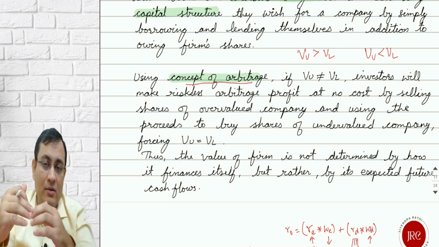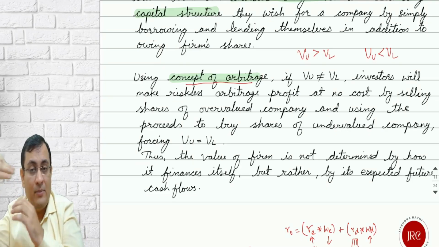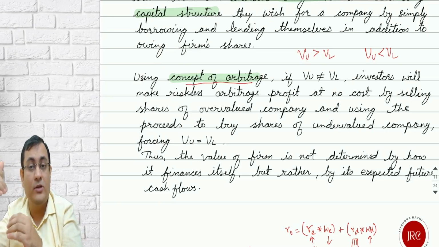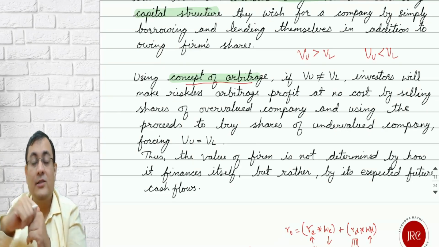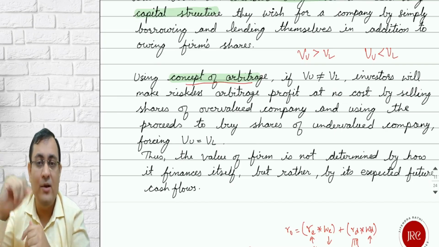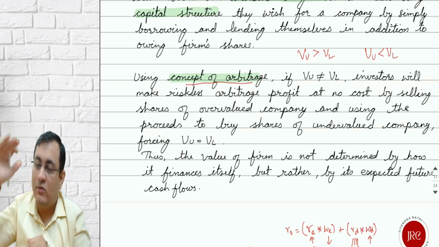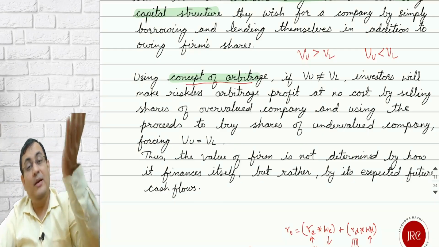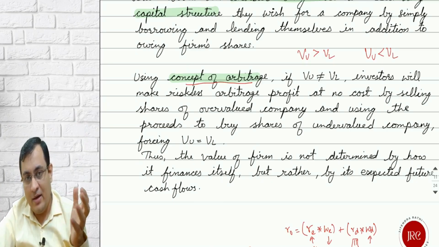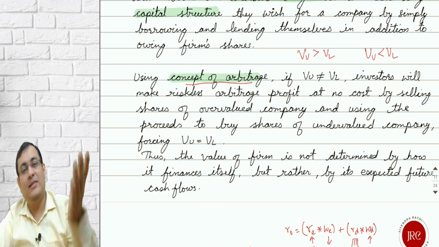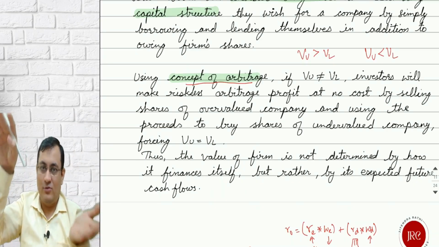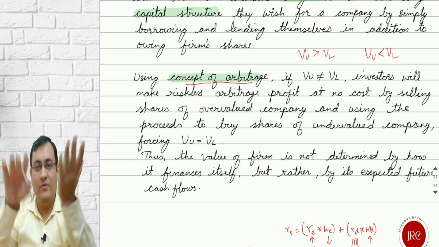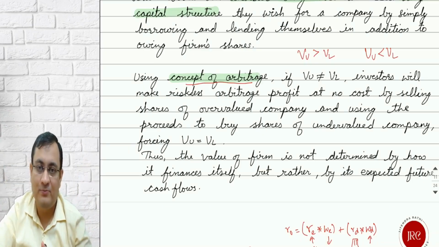So every equity investor of the levered company is going to sell his shares. There will be a supply of these shares, and the prices will come down. The overpriced L company share will come down, and everybody is purchasing unlevered company shares, so demand is increasing and the prices will rise. So the disequilibrium will be restored to the equilibrium level.